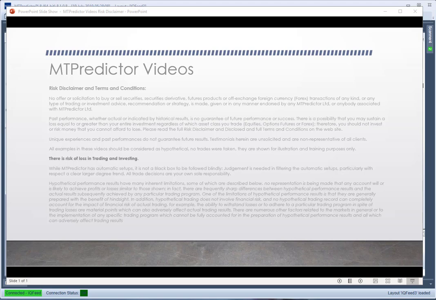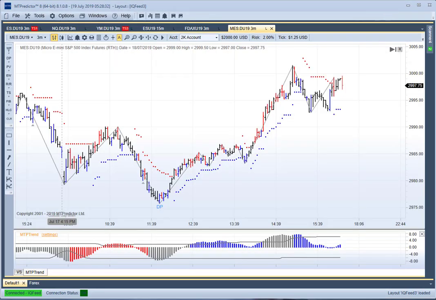E-mini accounts or contracts. But before we start, we have to look at our risk disclaimer and remind you that all examples in these videos should be considered as hypothetical. No trades are actually taken, they're just shown for illustration and training purposes only. Remind you there's a risk of loss of trading and investing, or put another way, all professional traders know and understand, but more importantly accept that losses can and will and do happen, no matter what trading approach you look at.